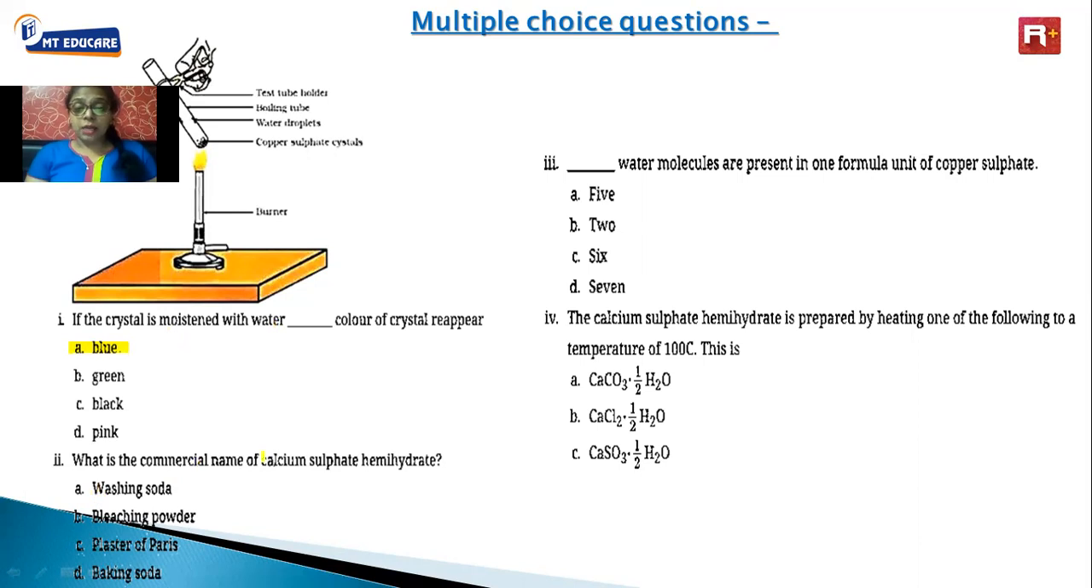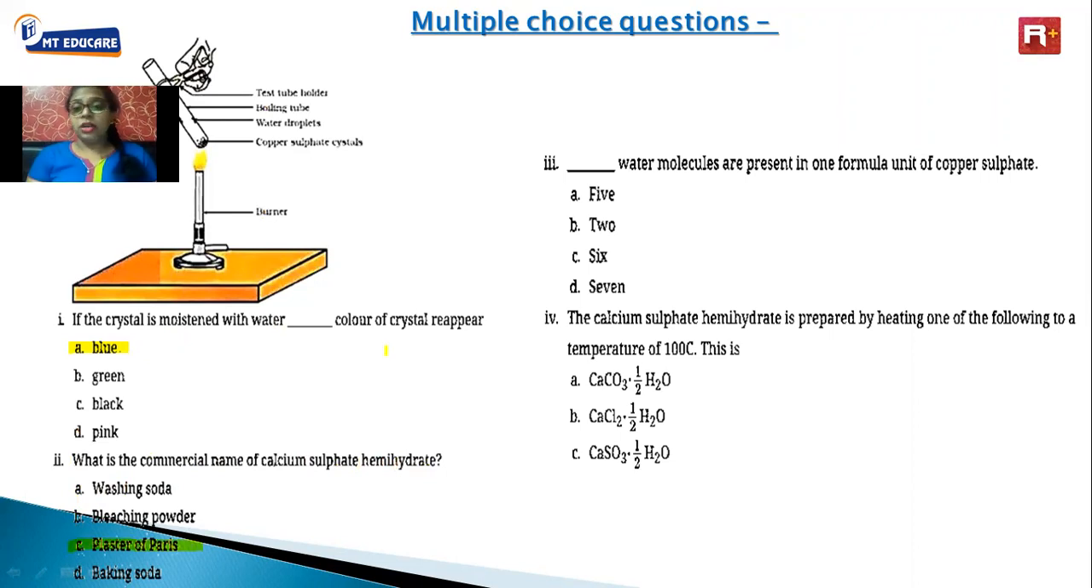Next, what is the commercial name for calcium sulfate hemihydrate? Calcium sulfate hemihydrate is nothing but plaster of Paris, that is POP. Usually we call it POP, that is plaster of Paris.